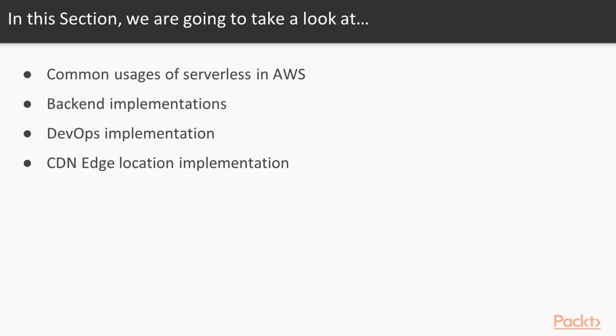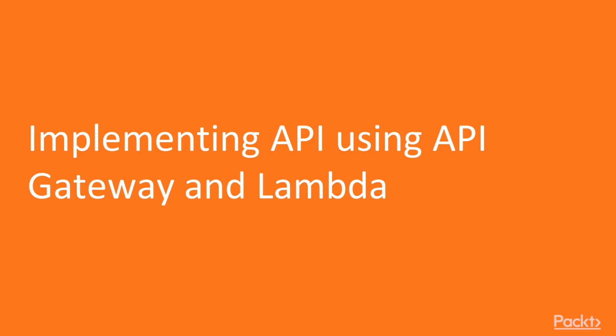The last thing that we're going to talk about is the CDN edge location, where you can see how we utilize serverless to do different things than at the development and application layer. It's going to be a really interesting video. So let's dive into our first video, which will be implementing an API with API Gateway and Lambda Function.